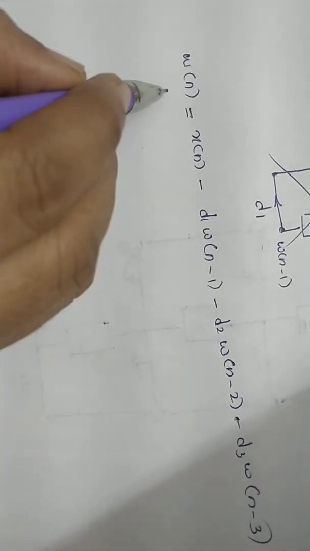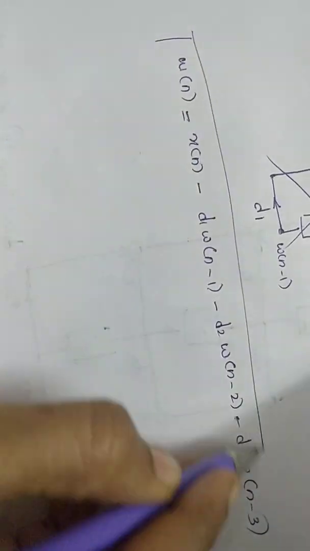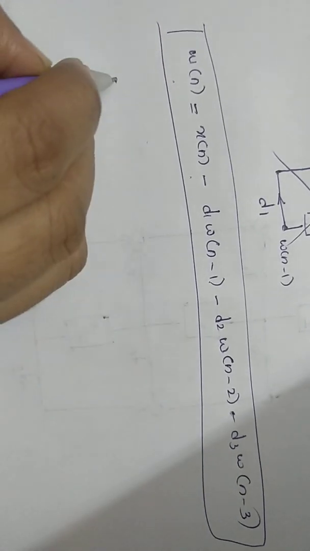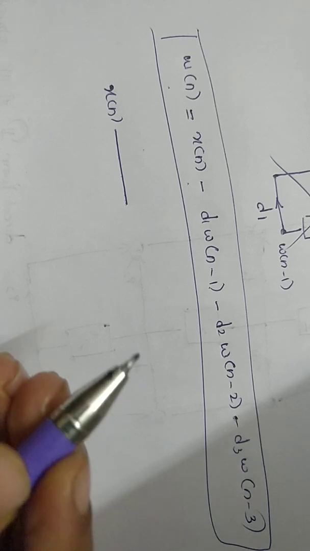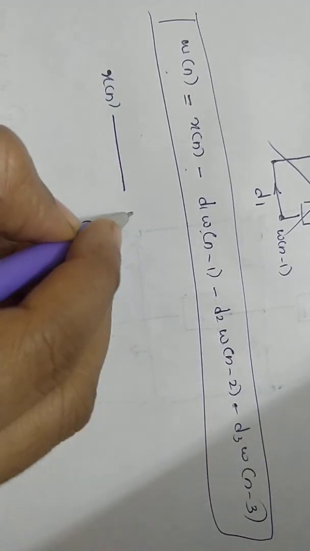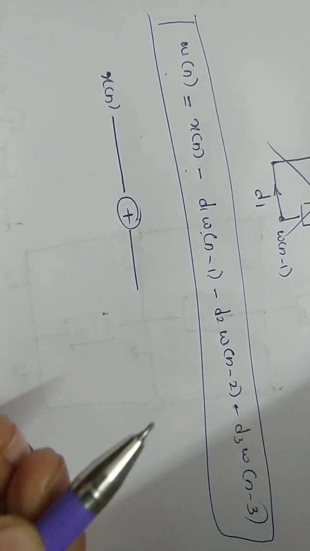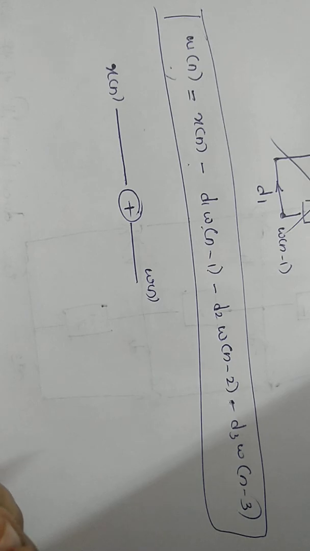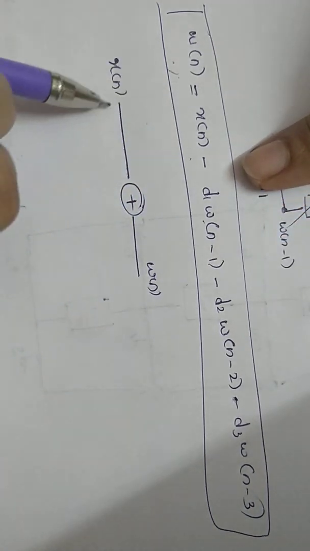Here in the above equation, you can see that w of n is the output and x of n is the input. So I am drawing x of n as the input. Many adders are coming here, so an adder term I have put. What is the output? W of n is the output, and I draw the w of n also. So x of n is available here.